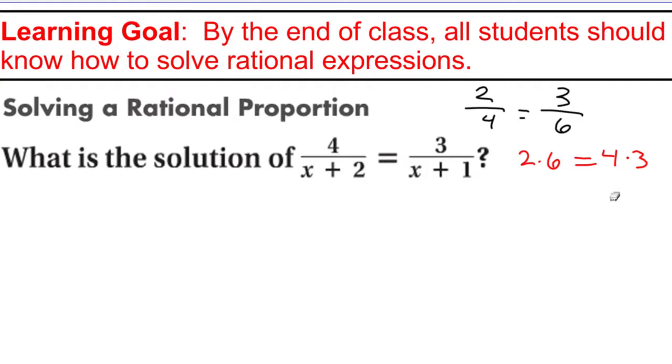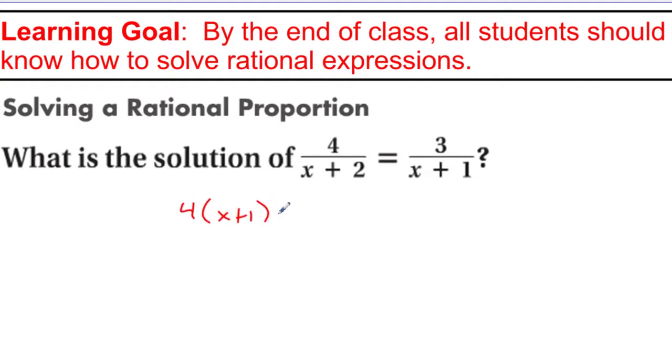Our algebra problem says that 4/(x+2) should be equal to 3/(x+1). So what we know is that if we were to cross multiply and do 4 times (x+1), that should be the same as 3 times (x+2), for the same reason that 4 times 3 and 6 times 2 are equal. We're just applying a property of proportions. To solve this, it's pretty straightforward now. I can just distribute: 4x+4 is equal to 3x+6.